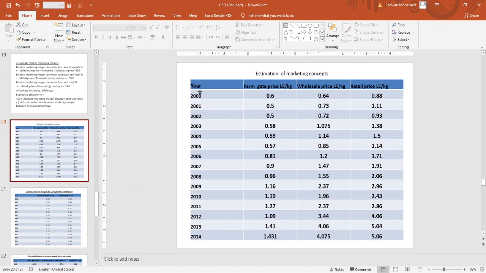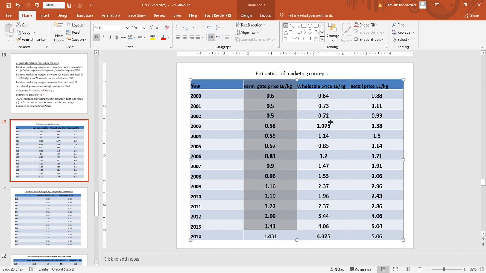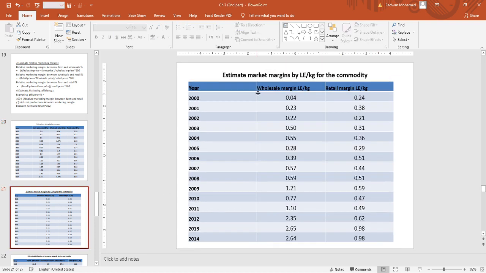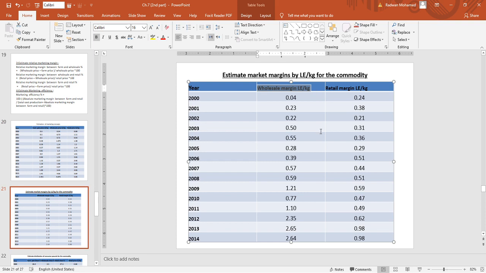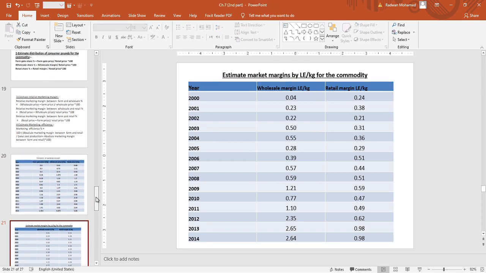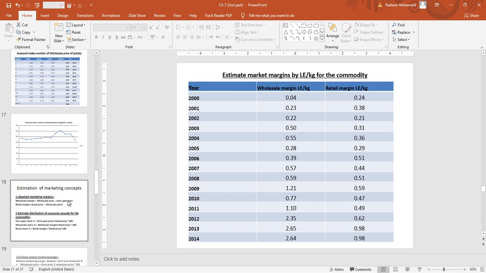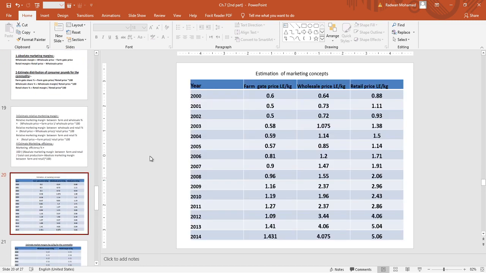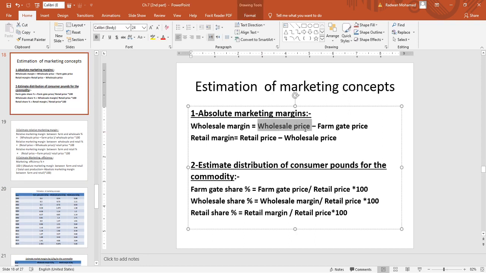Okay, so I have here the years, and I have the farm gate price and wholesale price, and under it the retail price. So I want to calculate the wholesale margin and the retail margin. Okay, go back here. What is the wholesale margin? It's equal to wholesale price minus farm gate price. Okay, wait a minute, please.